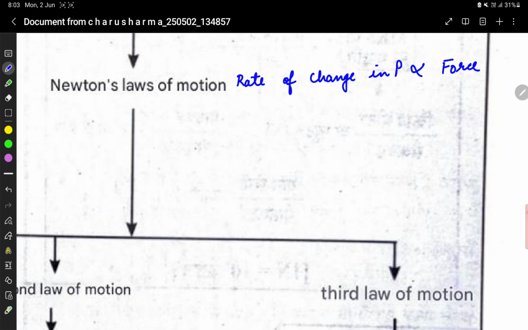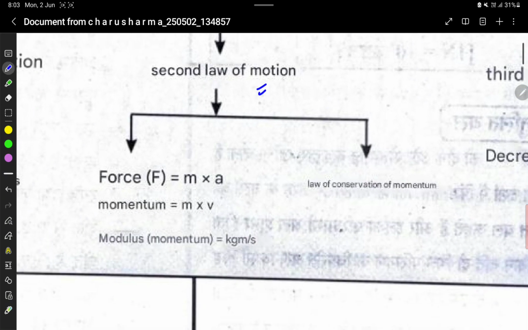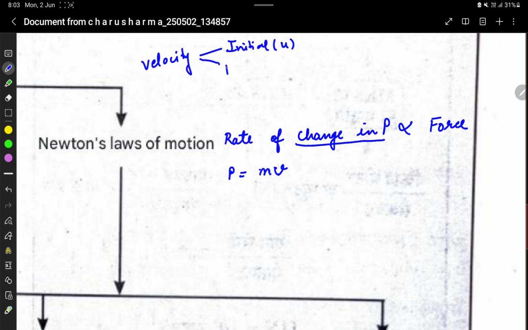Now let's try to derive this, because in the second law there is a derivation that we have to do. The derivation is very simple. From here we have to move here. Okay, now let's start the derivation. We will divide the derivation in two parts. The first part is change in momentum. So what is momentum? It's the mass into velocity. That is momentum. We know that the velocity is of two kinds. What are the velocities? Initial velocity represented by u and final velocity represented by v.